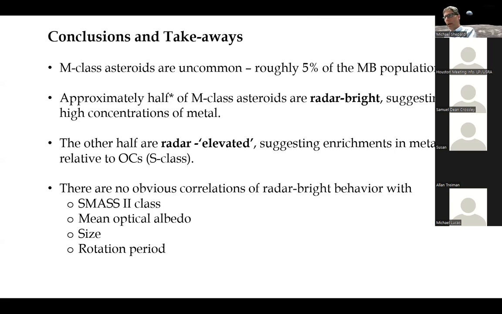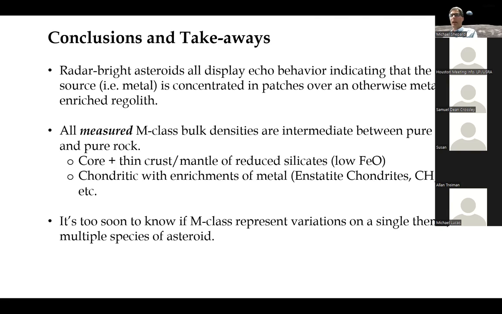The other half seem to be elevated in metal, much higher than an S and C class, but not quite up to the standards of these others, radar bright. We can find no obvious correlations with radar bright behavior with the SMAS class, the mean optical albedo, the size, the rotation period. All of the radar bright asteroids display behavior suggesting that the source of this radar brightness is concentrated in patches over an otherwise metal enriched regolith, but they're not homogeneous by any means. They're very heterogeneous. All the measured M class bulk densities are intermediate between pure metal and pure rock.